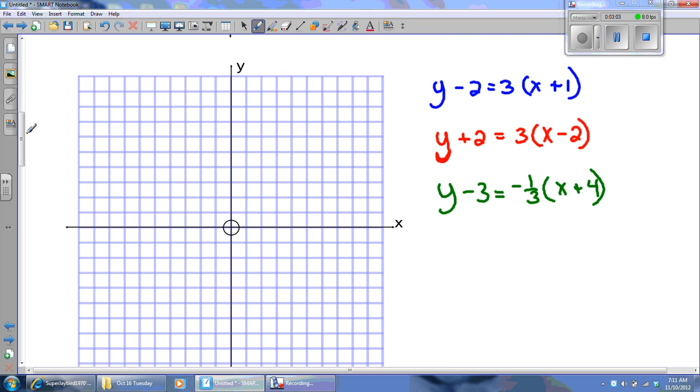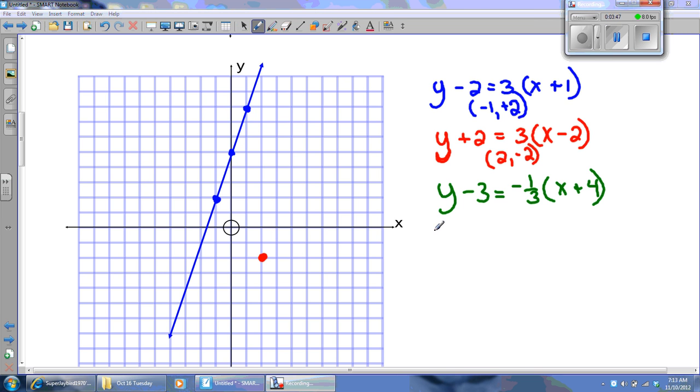All right, let's try this again. The blue one's in point slope form. Looks like my point is going to be -1, +2. And my slope is 3. 1, 2, 3. So my blue equation yields a line that looks like this. My red equation, its point is going to be 2, -2, right? 1, 2, -2 right there. Okay, so then the slope is 3 over 1.